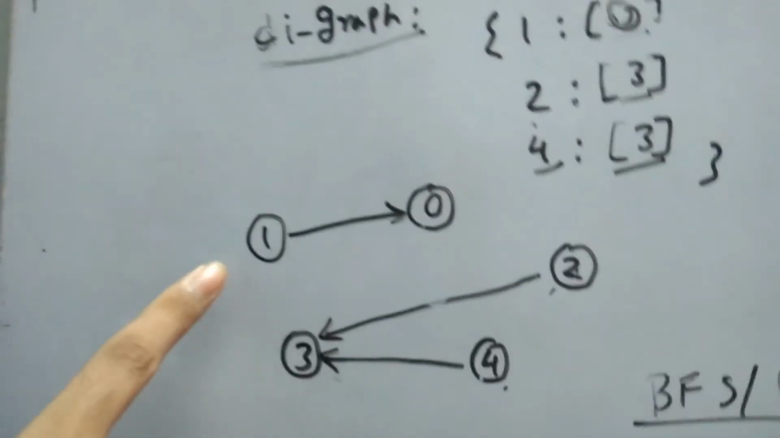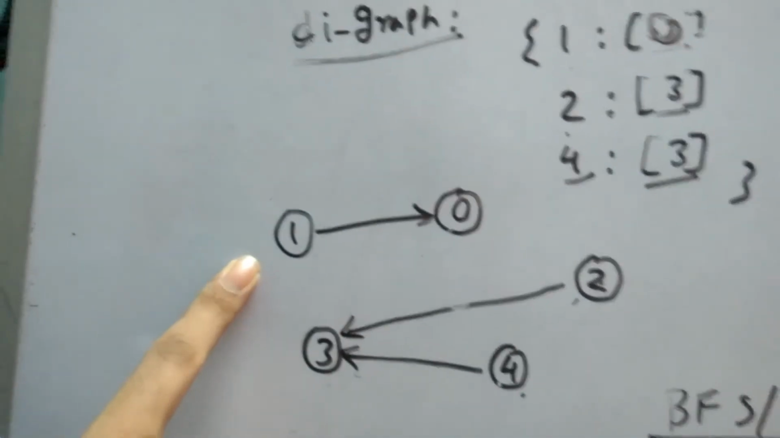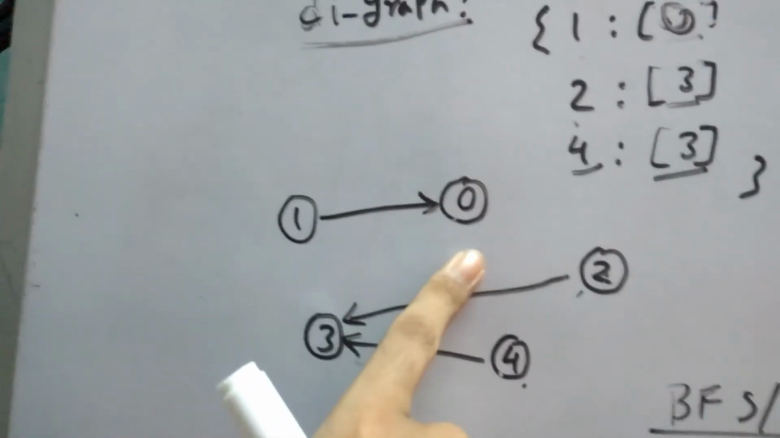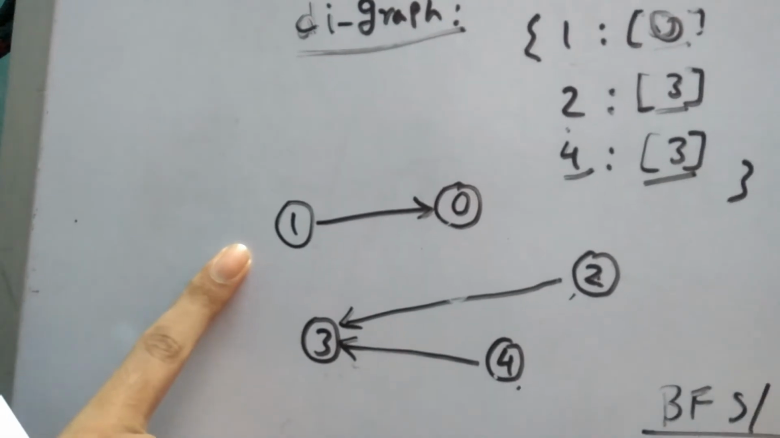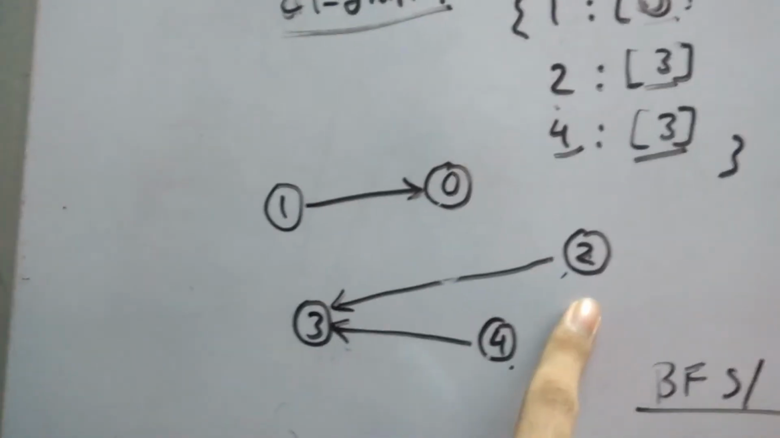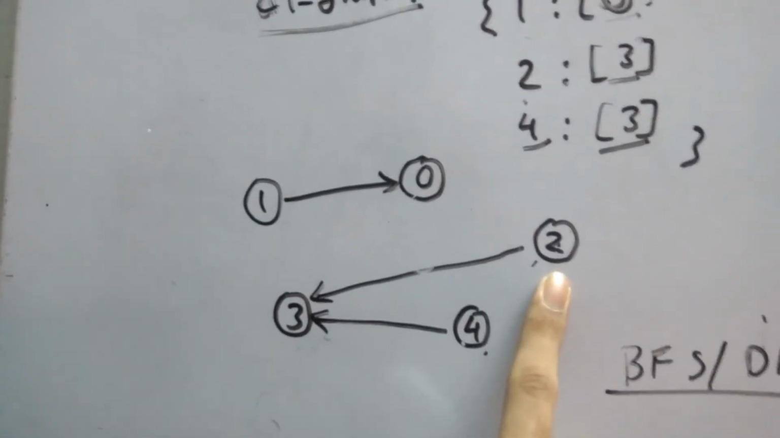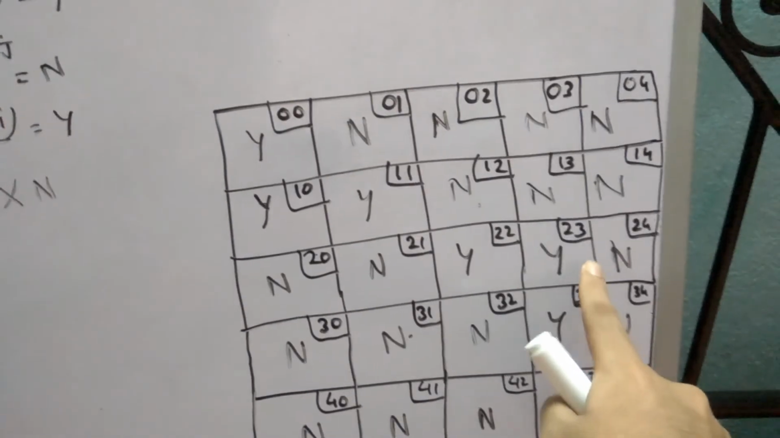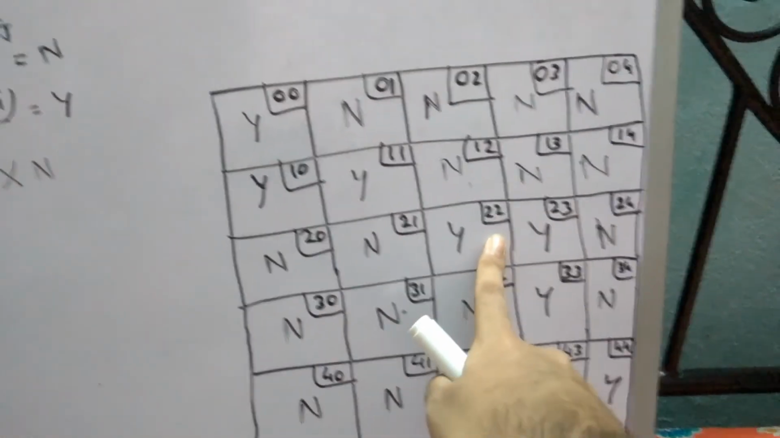Now we will start BFS or DFS from 1. We found only one node connected to it, so from 1 to 0 there will be one path, and 1 1 will be yes, rest will be no. From 2, now we start a DFS. From 2 we found only one path: from 2 to 3 is possible. So for 2 there is only one yes. Here we can see 2 3, and this will be obviously yes by default.